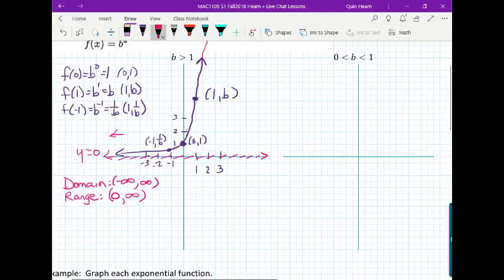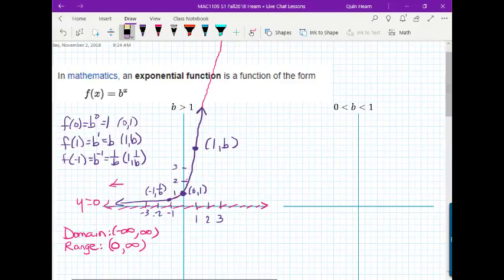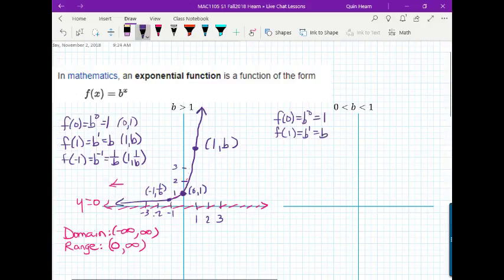All right. Now, the graph is going to look a bit different if we have a function where b is a number between 0 and 1. So let's talk about that. You're still going to get the same 3 values. f(0) equals b to the 0, which is still going to be 1, even if b is a tiny fraction. f(1) is still going to be b. It's just that b is a small number. And f(-1) is still going to be 1 over b.